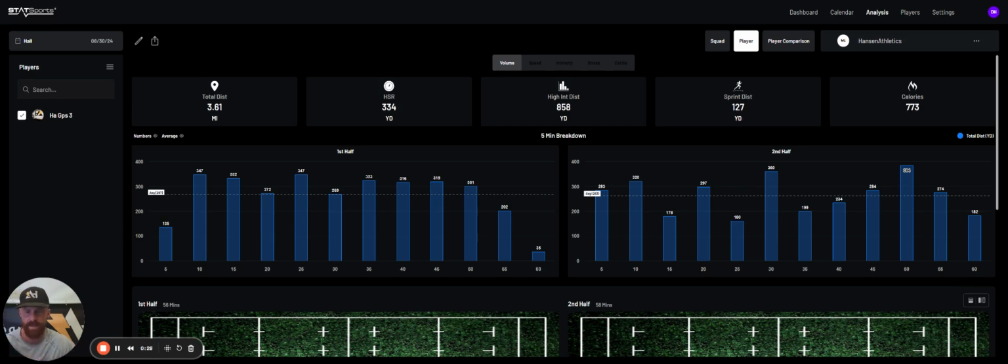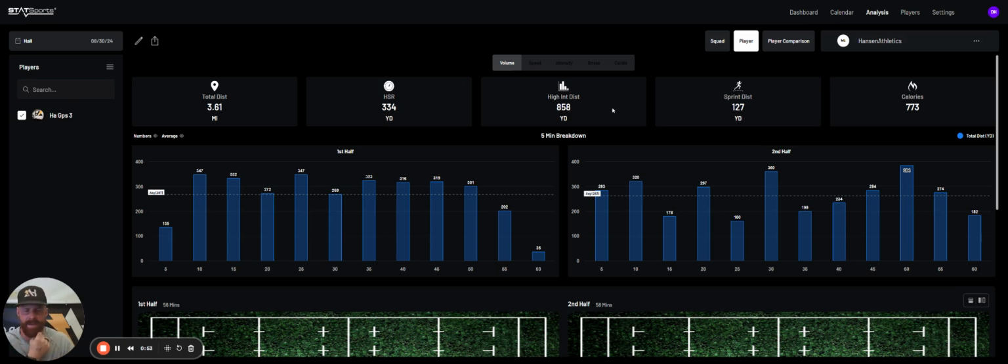So first and foremost, you'll see right here we've got total distance. The athlete covered 3.61 miles throughout the entire game. High speed running, 334 yards. This is over, I believe, 15.6 miles per hour. So there's a precursor that happens, and when the unit's moving that fast, it starts to track the yards. So anything underneath that's not going to get tracked under the high speed running.